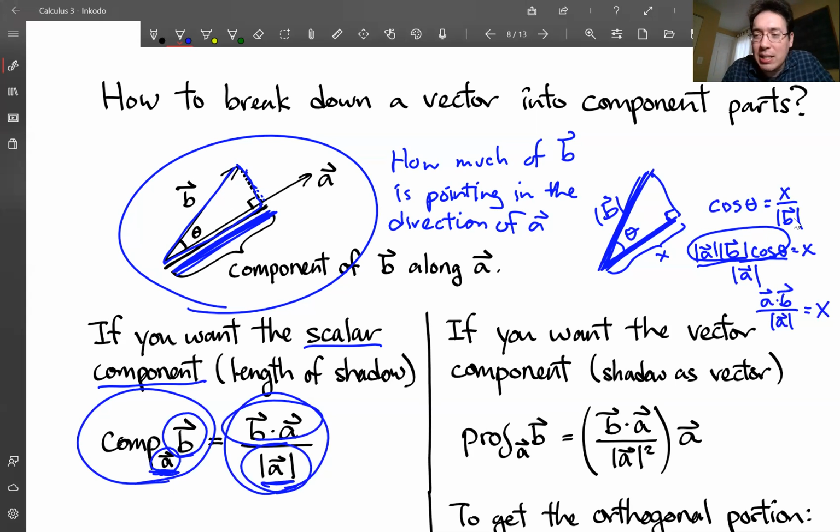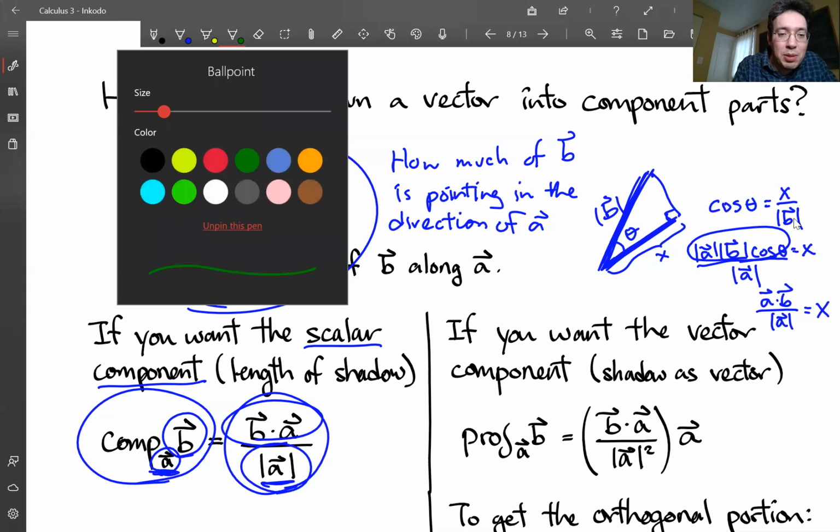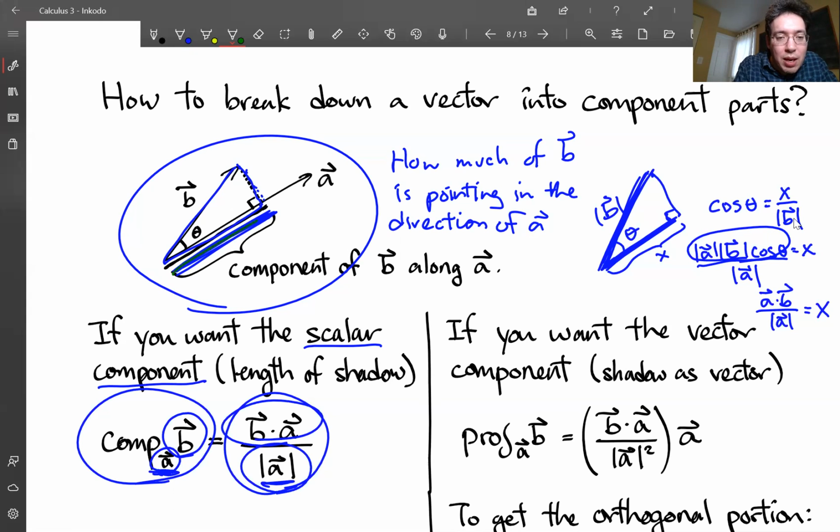Sometimes you want the shadow not as a length, but as a vector on its own. So instead of looking at this blue shadow, what if I want it as an arrow vector here? So we can do that. What we want is a vector that's pointing in the same direction as A, but has the same length as the shadow we just computed, right? So this is the formula that we have, B dot A over the magnitude of A. That's the length. So what we can do is multiply that length by a unit vector pointing in the direction of A. We already have the magnitude. We just have to give it a direction towards A.